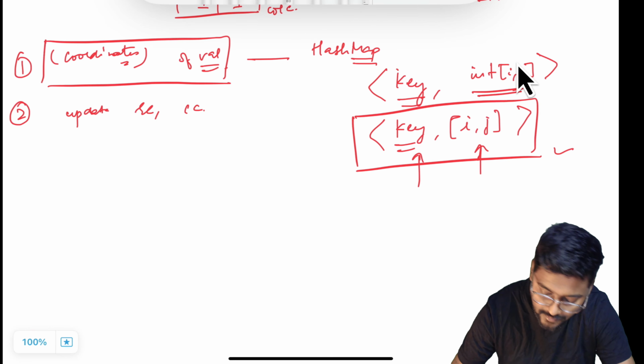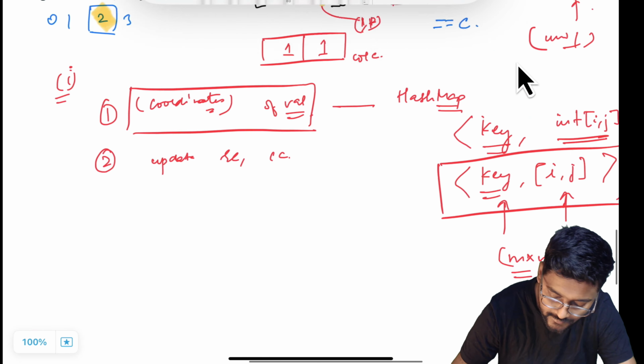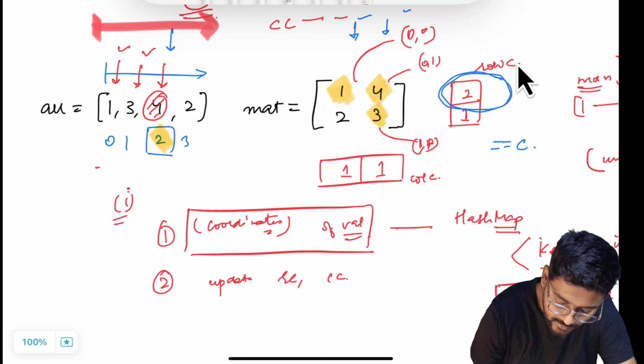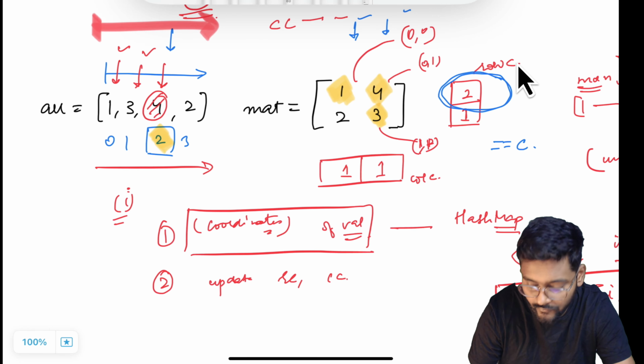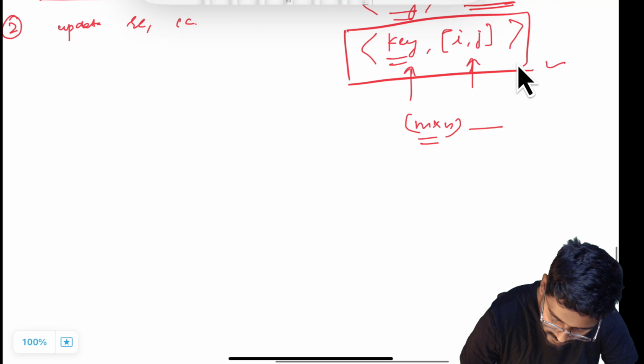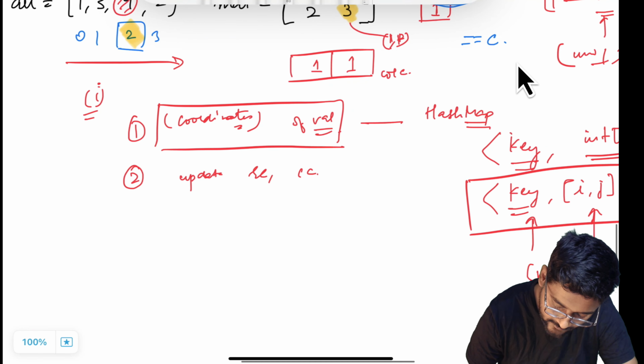Why am I using a hash map? Because I will be able to prepare the hash map in m cross n time, and after that, whatever value we are getting in the array, we can go to the corresponding matrix cell in order of 1 time. Order of 1 access time from the matrix. Okay. So this is the first step we have done.